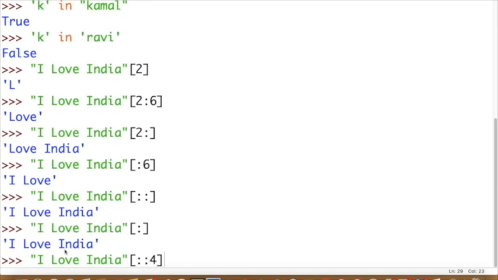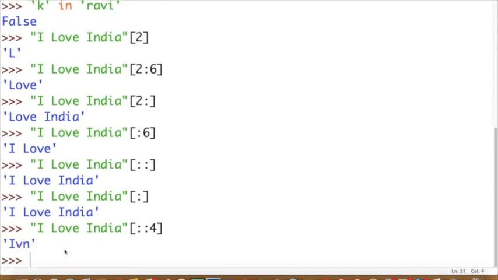So, the index is colon colon 4. Now here we are giving only the last value and it produces IVN. Let us understand what it means. It means that here we are not specifying any starting and ending indexes of the slicing and we have just mentioned the step. No starting index means it will start from the 0th index. No ending index means it will go up to the last character.